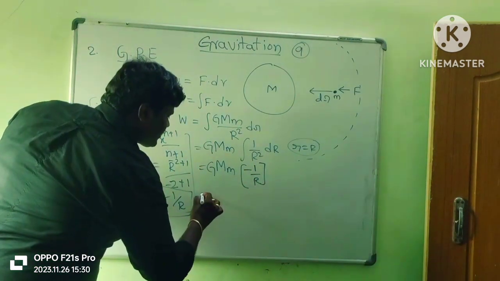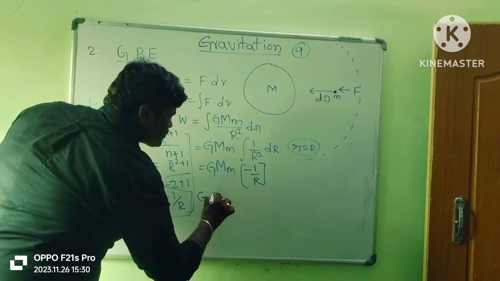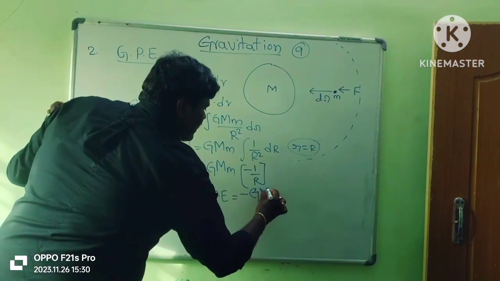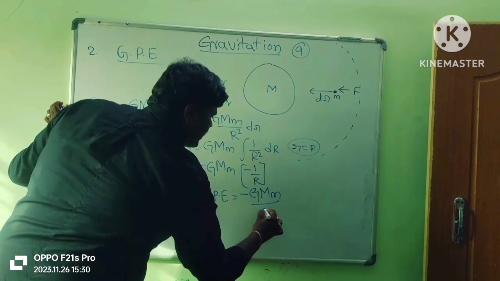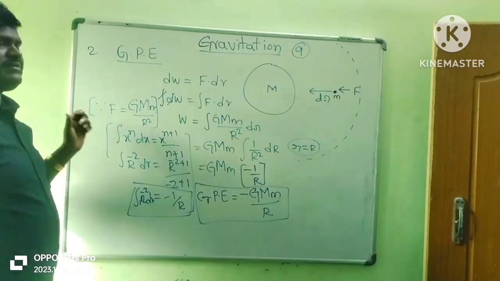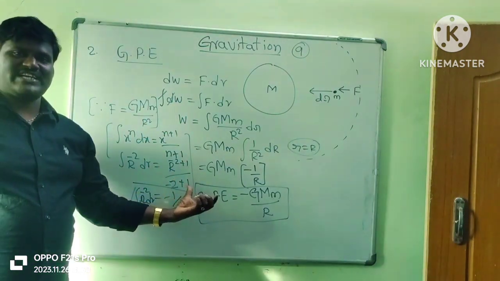Now the gravitational potential energy is equal to minus capital G capital M small m by r. So this is the gravitational potential energy.